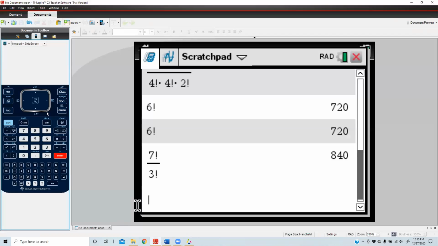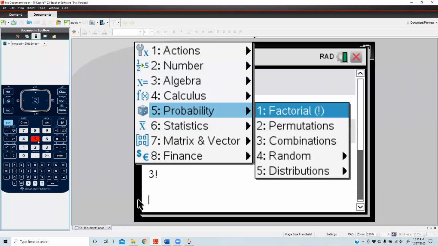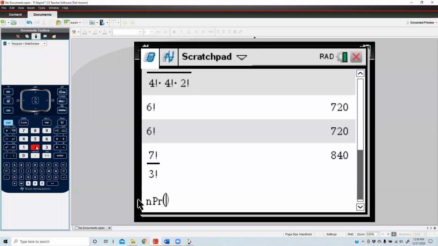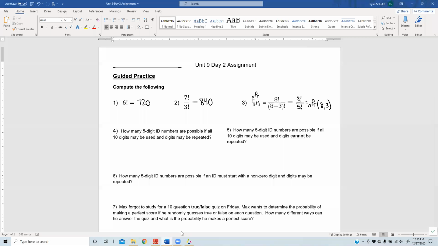I'm going to do the nPr. So menu, probability, permutation. And then we'll do 8, 3. You get 336. Regardless of which way you pick, you'll get the same answer.